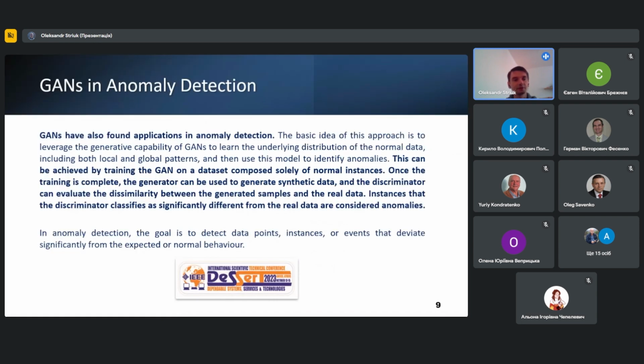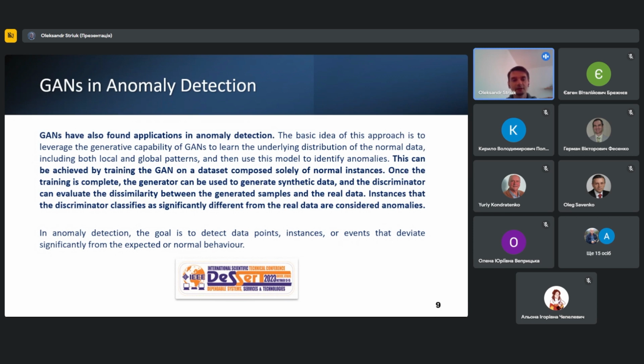GANs in anomaly detection. GANs have also found applications in anomaly detection. The basic idea of this approach is to leverage the generative capability of GANs to learn the underlying distribution of the normal data, including both local and global patterns, and then use this model to identify anomalies. This can be achieved by training the GAN on a dataset composed solely of normal instances.